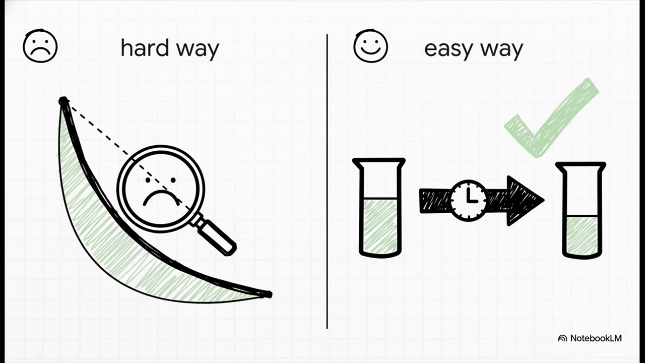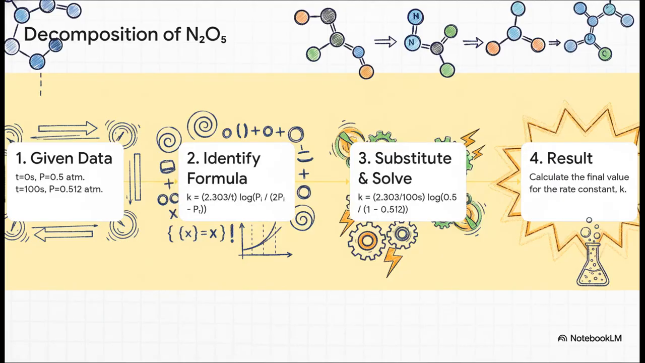It's basically a version of the equation that's been rearranged using calculus to give you a direct link between concentration and time. Now, for your exams, you don't need to do the calculus, but you absolutely need to know how to use these final equations. So let's walk through a typical exam problem together. We're looking at the decomposition of N2O5 gas, and we're told it's a first-order reaction.